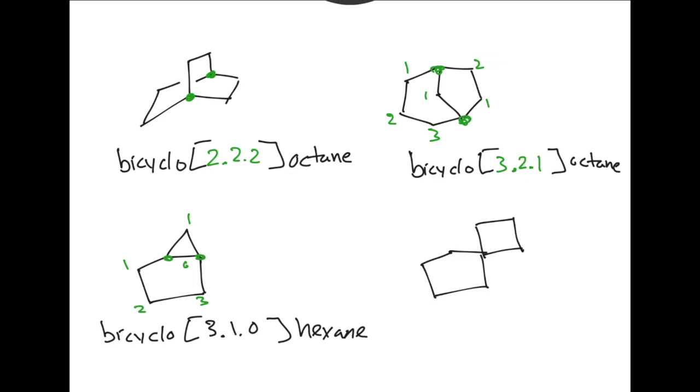So for all the bicyclos, a little trick is if you add up the numbers in the bracket, it's always 2 less than the total number of carbons. Right? The first one was octane. The numbers in the bracket add up to 6. The next one is octane. The numbers in the bracket add up to 6. This one's hexane. The numbers in the bracket add up to 4. Right? Because you're never counting your shared carbons. So you're always short 2 carbons in your numbers, in your bracket.